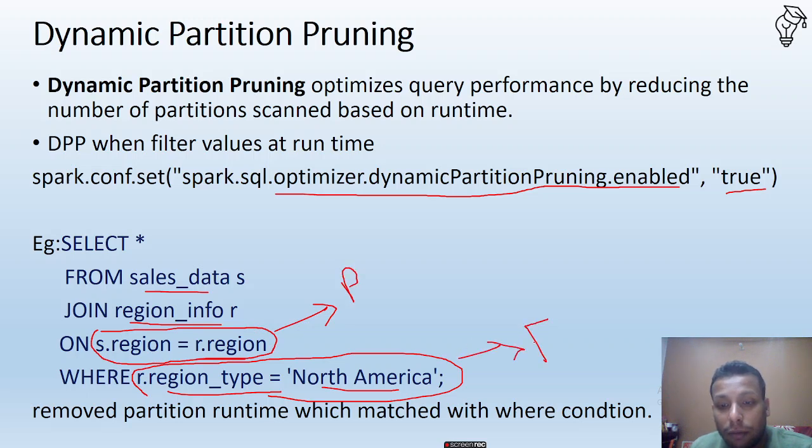So when the join is applied on the partition key, what does PySpark do in the backend? It scans all the partitions before applying the region type filter. When we set dynamic partition pruning enabled equal to true, in the backend, before scanning all the partitions, it applies this filter. So the number of partitions reduces, and then it starts to scan the partitions.